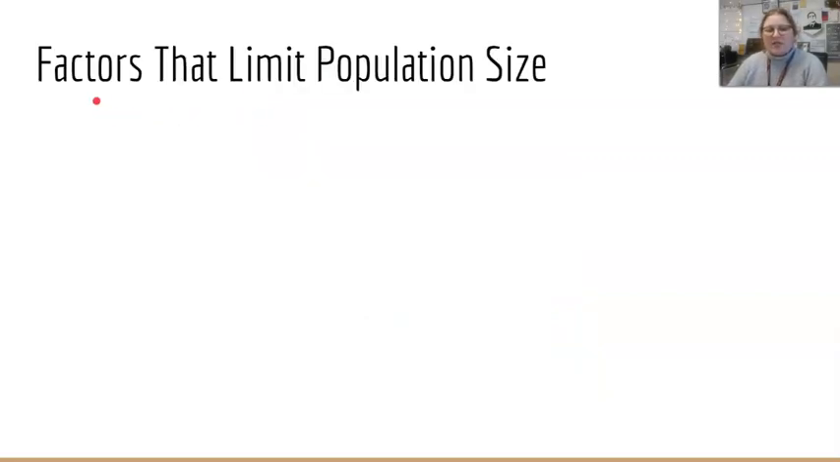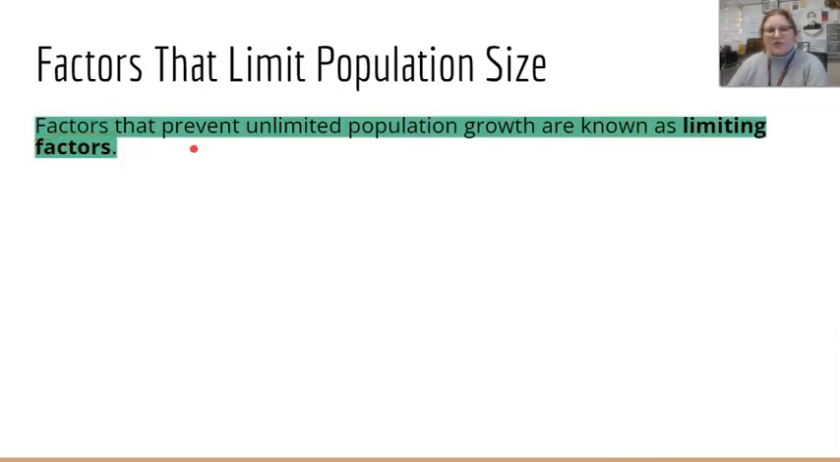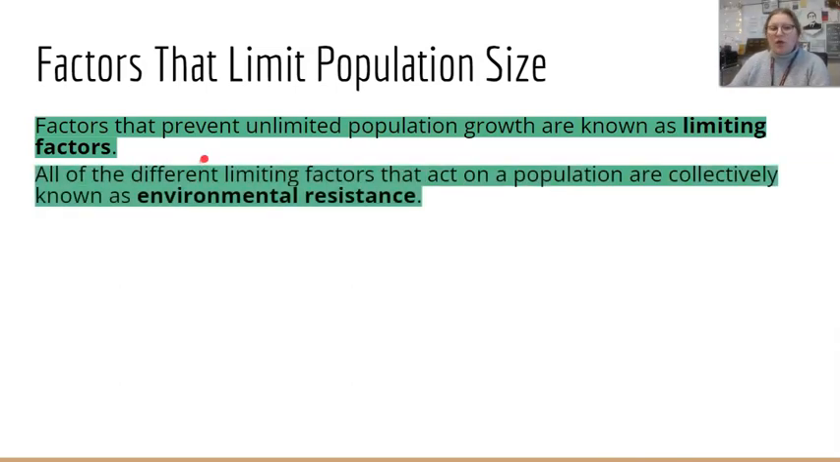All right, so factors that limit population size. We've talked about this a little bit, but factors that prevent unlimited population growth are known as limiting factors. They limit the growth. All of the different limiting factors that act on a population are collectively known as environmental resistance. Remember, a population is all of the individuals of one species. Our community is all of the different species, all the different living things. When we're talking about population, we are talking about one species specifically. So environmental resistance is every limiting factor that acts on that species.